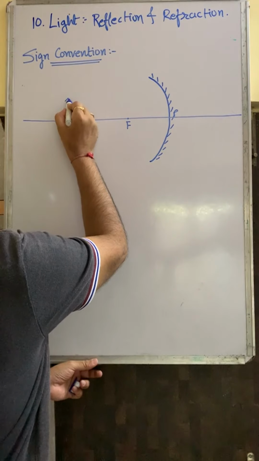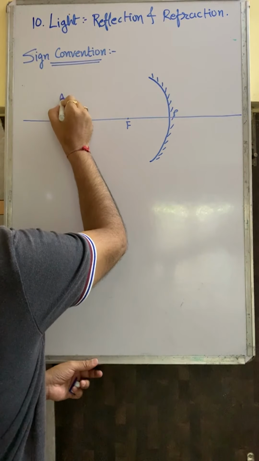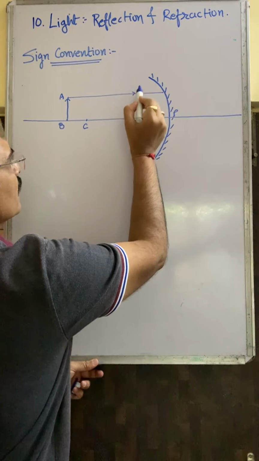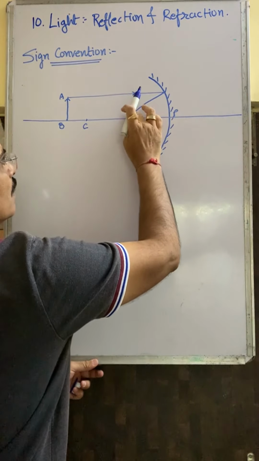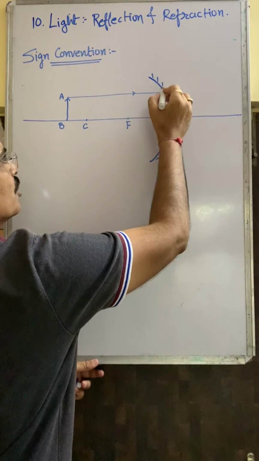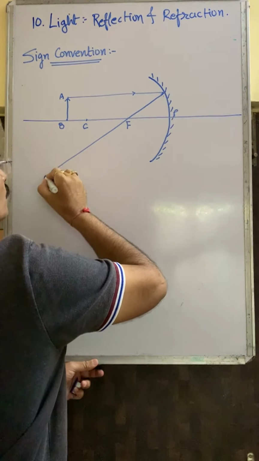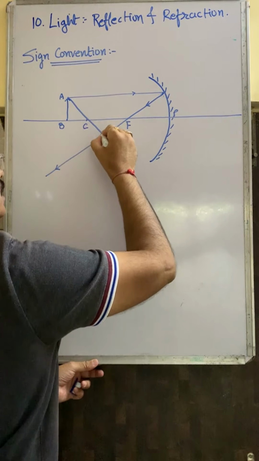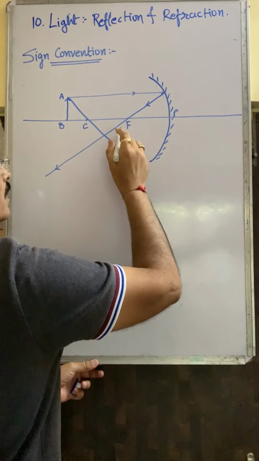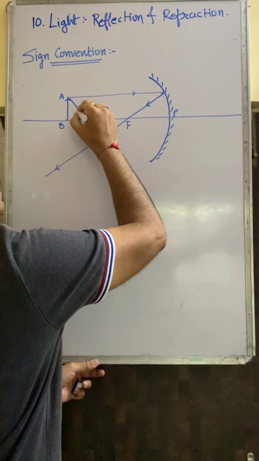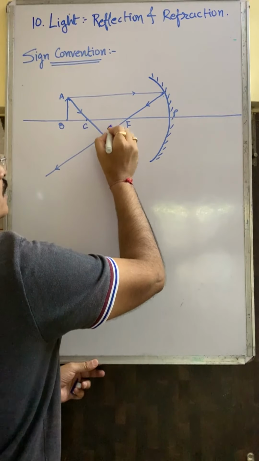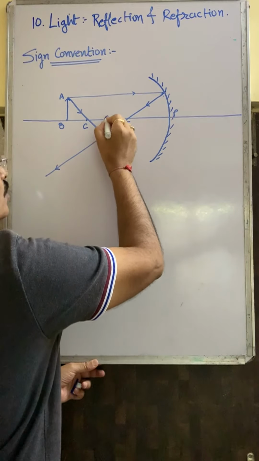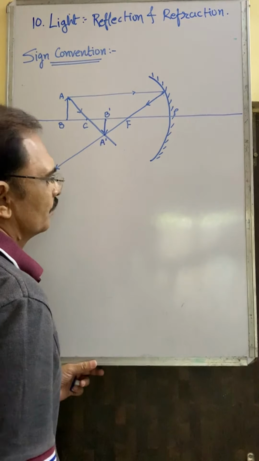Suppose I place an object AB beyond C. You know that the first ray is parallel to the principal axis, and then after reflection it passes through F. The second ray directly passes through C. It is incident and then comes back along the same path. So here an image is formed which is real and inverted. We call it A dash B dash.